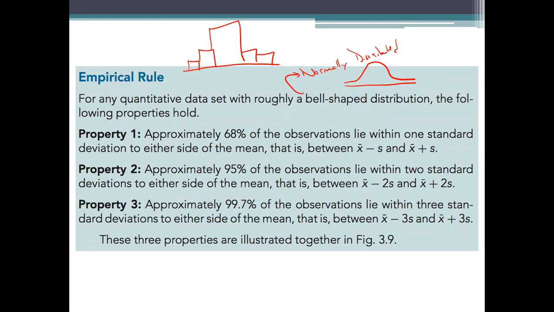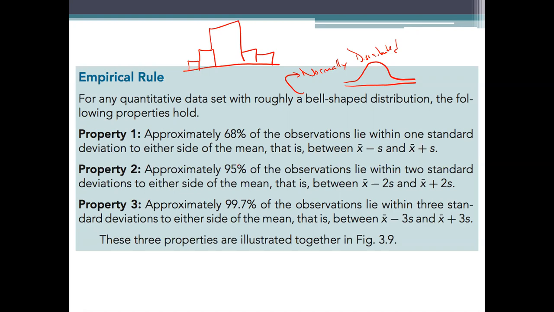So first, approximately 68% of observations will lie within one standard deviation on either side of the mean. What that means is if you take the average and you subtract away one standard deviation, and you take the average and you add a standard deviation, 68% of observations should fall between those two numbers.